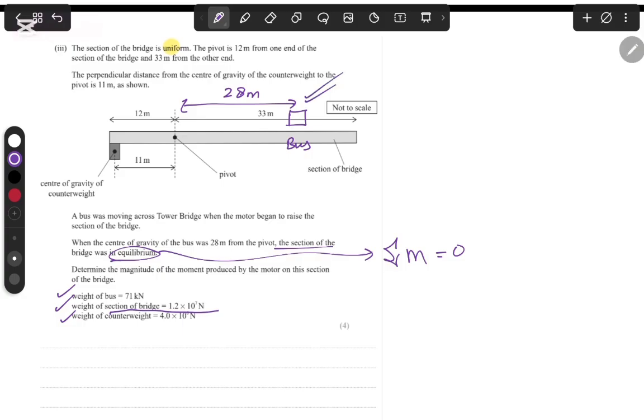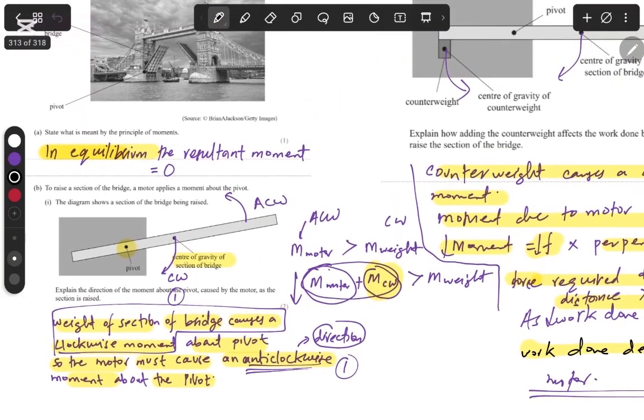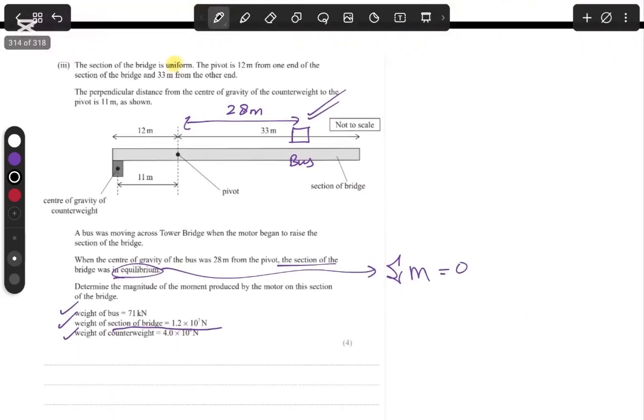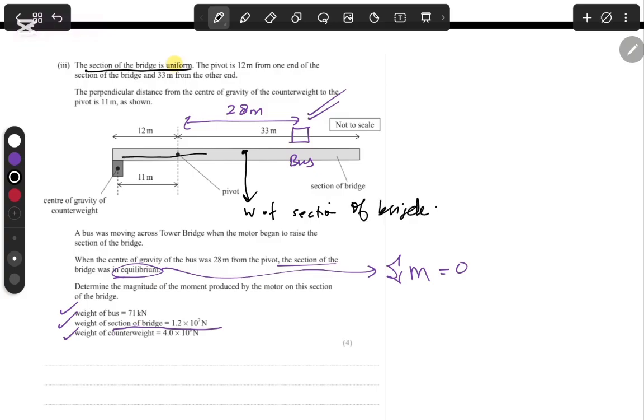But there's one thing they have not given you in this question. They've not labeled it on the diagram, but they have labeled it before, and that's the center of gravity of the section of bridge. And we know the center of gravity of the section of the bridge, since the section of the bridge is uniform, that would mean that the center of gravity or the weight of section of bridge will act right at the middle. Okay, so we need to find these 2 distances right over here. Let's find these 2 distances.